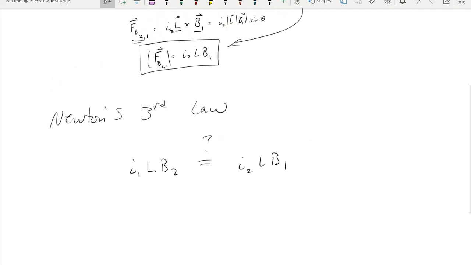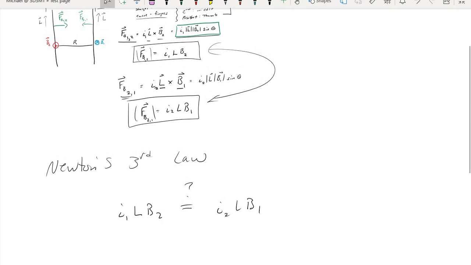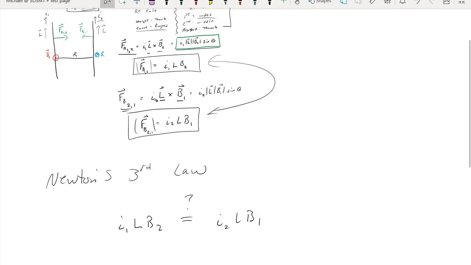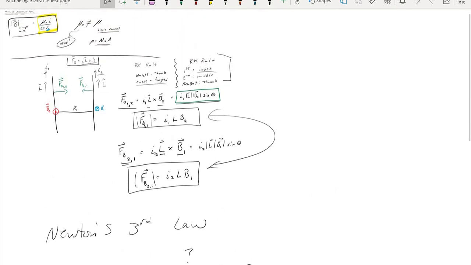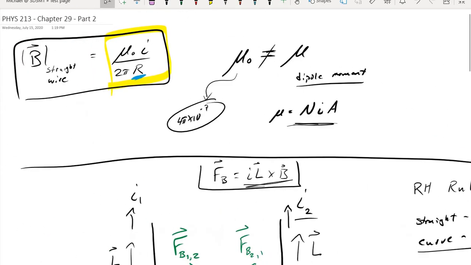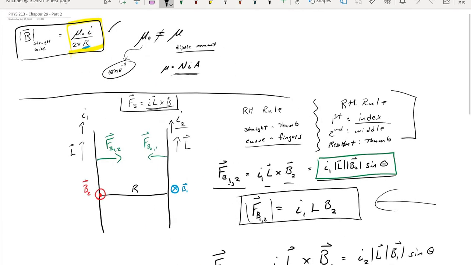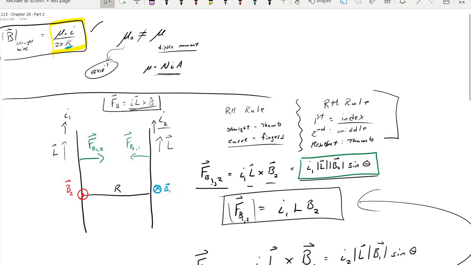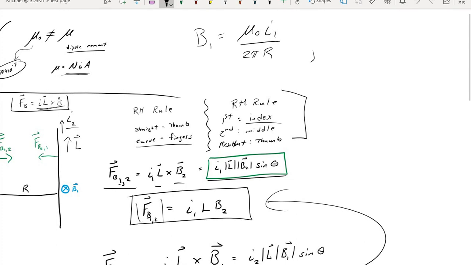So can we say that these two expressions are equal to each other, or do we need to do a little more digging? And the responsible thing is to dig a little deeper into the math, but we're actually ready to do that, because for each wire, we can actually produce an expression for the magnitude of magnetic field that each wire is producing. So in the case of wire 1, it is going to produce field 1 by using mu naught I1 over 2 pi r. Wire 2 is going to produce field 2 as mu naught I2 over 2 pi r.